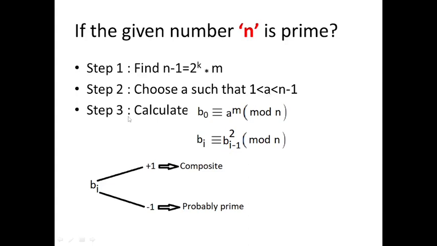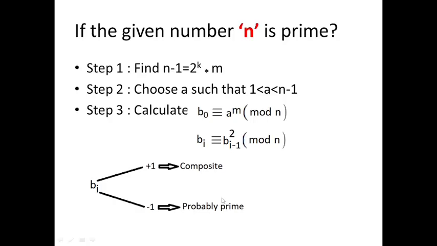Then step number 3: you have to calculate b0, which is congruent to a to the power m mod n, and then you have to calculate bi, which is b(i minus 1) squared mod n. If bi is plus 1, then it is composite. If bi is minus 1, then it could probably be a prime number. Now let's take an example and solve it.